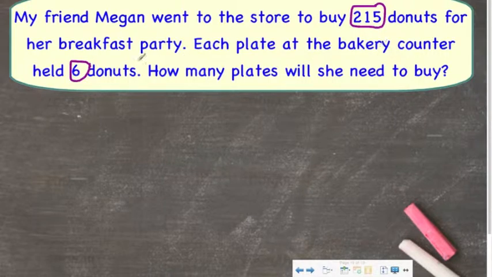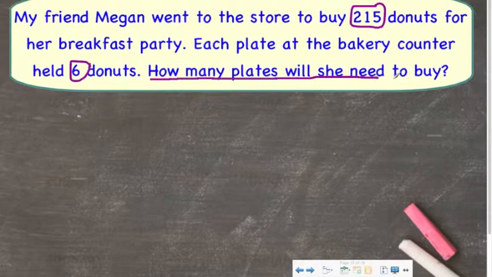So right now I've got 2 sets of numbers that I know are going to be important to solving my problem. And here's what they're asking me to figure out. How many plates will she need to buy? Okay, so I've got a lot of my information already given to me, but I do have to figure something out because they are asking me a question.